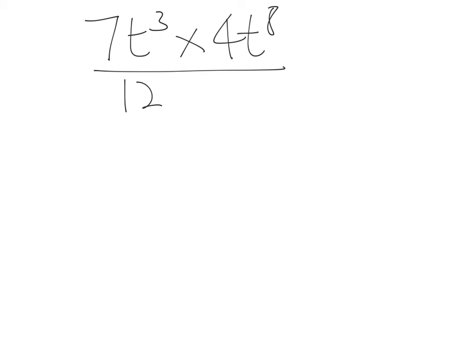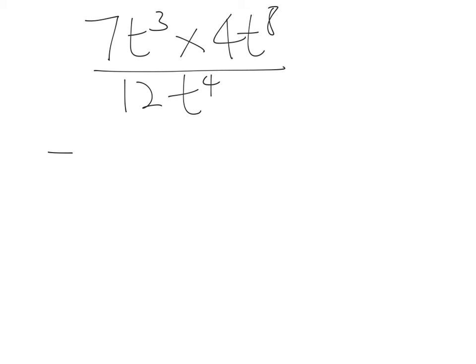In this next example, the actual number part of the question doesn't divide evenly, but that's okay because it's still a fraction. So let's go 7t to the power 3, multiplied by 4t to the power 8, divided by 12t to the power 4. This question also includes the first law because we've got a multiplication sign on the top part of the fraction, on the numerator. So let's look and see what we do now.